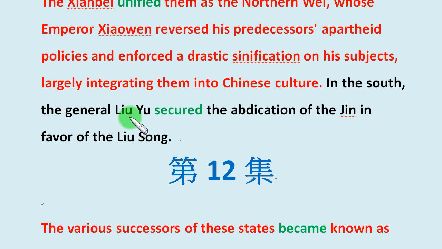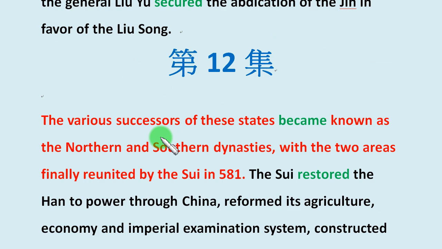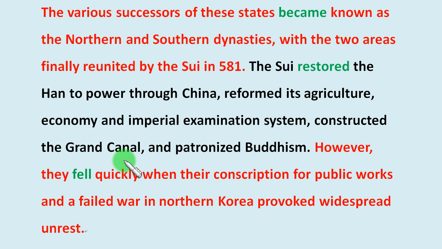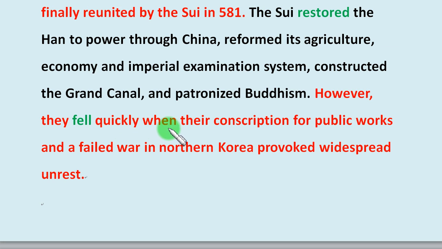In the south, General Liu Yu secured the abdication of the Jin in favor of the Liu Song. The various successors of these states became known as the Northern and Southern dynasties, with the two areas finally united by the Sui in 581. The Sui restored the Han to power throughout China, reformed its agriculture, economy, and imperial examination system, constructed the Grand Canal, and patronized Buddhism. However, they fell quickly when their conscription for public works and the failed war in northern Korea provoked widespread unrest.